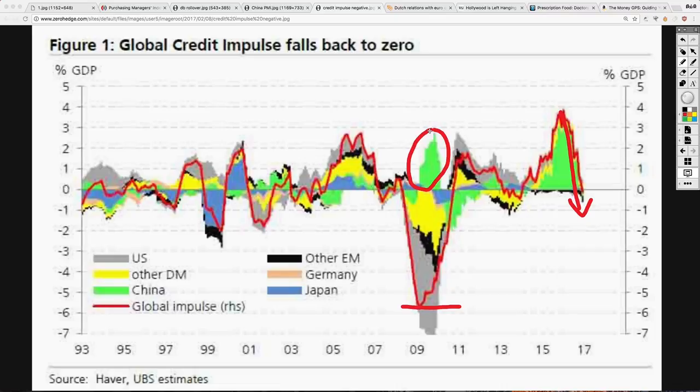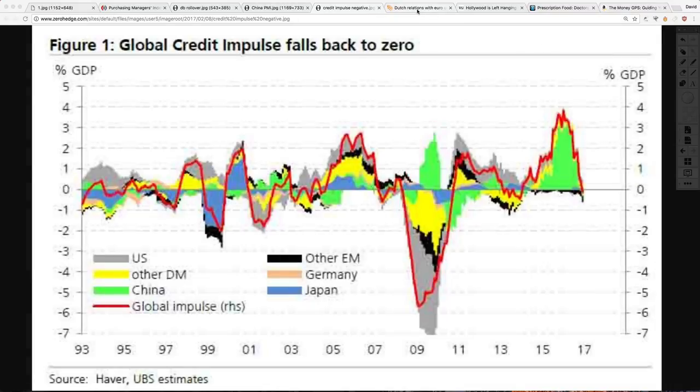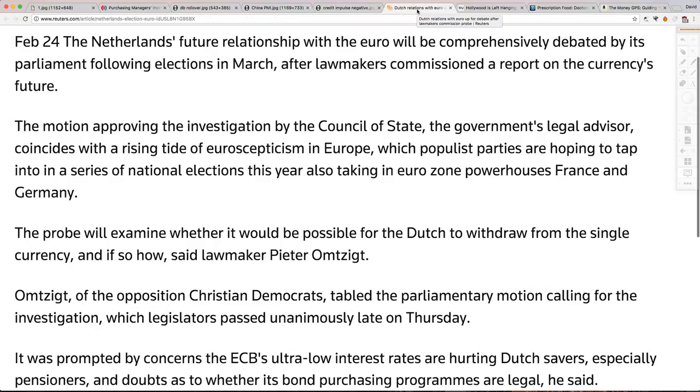But to me, when I look at something like this, it's a very small piece of the puzzle. I thought it'd be interesting to include regardless. Now, the Netherlands. All my friends from the Netherlands, hello.